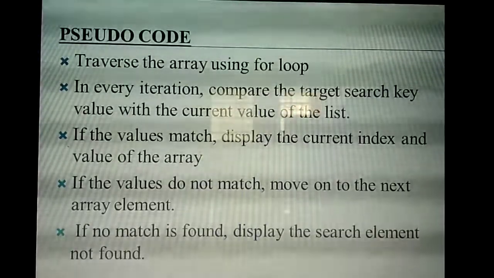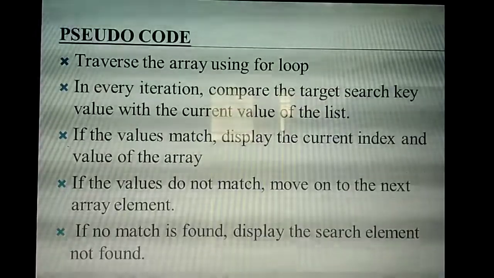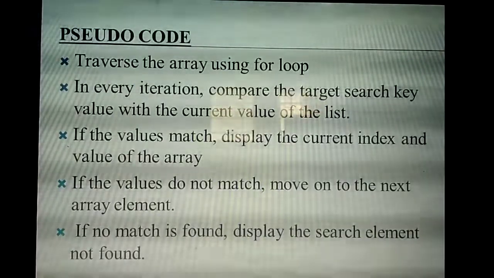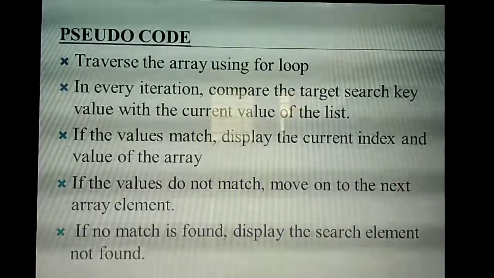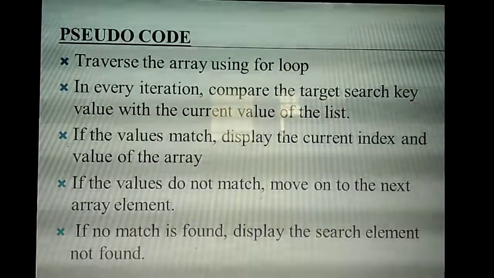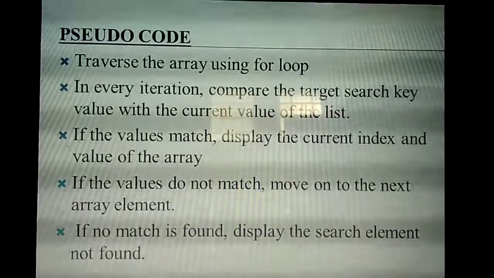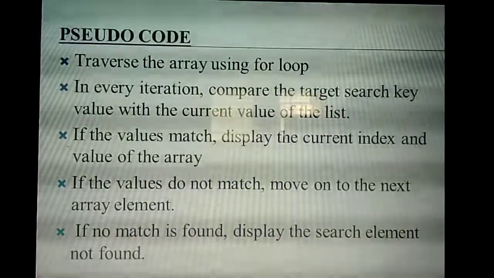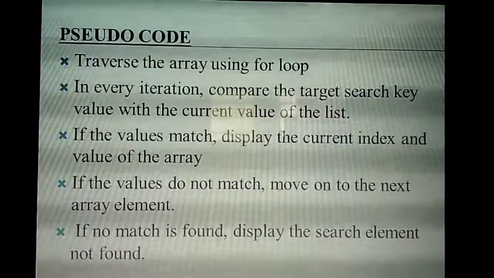Which loop are you using in linear search? For loop. Traverse means just go through, that's all. So go through this array using which loop? For loop. Then a for loop means what will come? Iteration. Iteration means first iteration, second iteration, third, likewise. That means first search, second search, third search, fourth search, likewise.